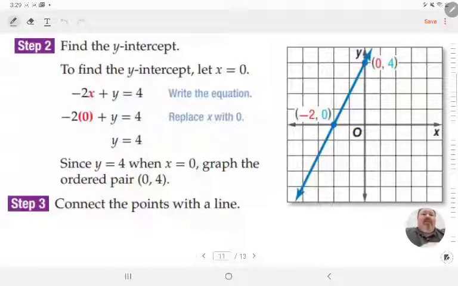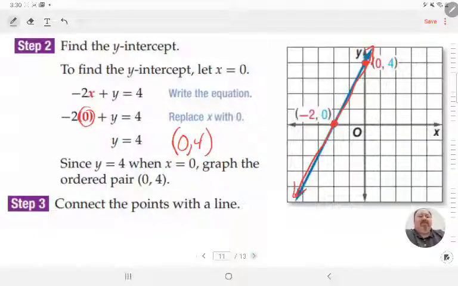Then we can put 0 in for x. And when we put 0 in for x, -2 times 0 is 0. So that leaves us with y equals 4. So the y-intercept, or where it's going to cross the y-axis, would be 0, 4. So -2, 0 is here. 0, 4 is here. And once you get 2 points, I can draw a line through the points and make my graph. Okay? That's how you can graph using the x-intercept and the y-intercept.